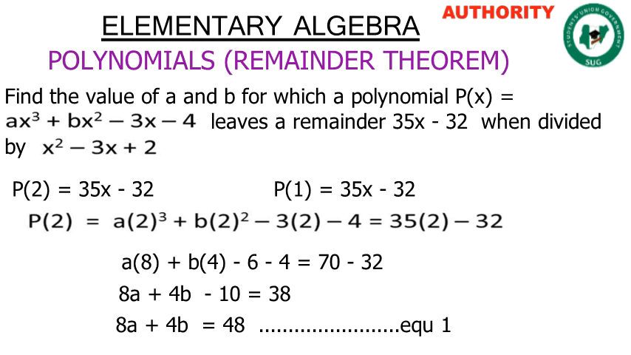So we have b times 4. Now minus, we have 3 times 2 to give us 6. So we have minus 6. Then minus 1 is equal to, we have 35 times 2 to give us 70 minus 32.